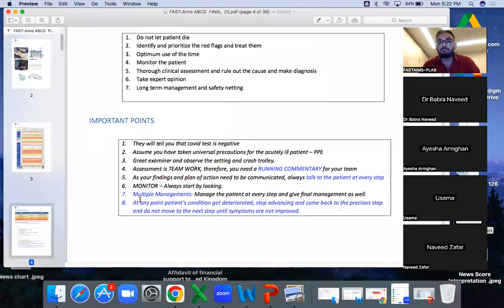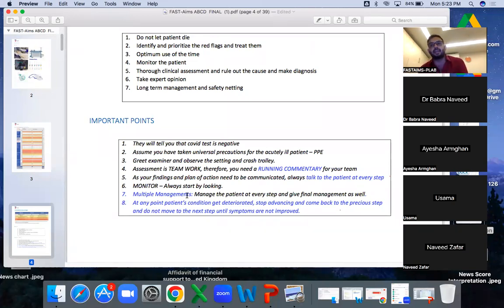Okay. Multiple management. This is the heading. I have put that in your mind that in an emergency situation, there is multiple management. There is not a single management because you are going to deal with airway, breathing, circulation, disability. Anything can happen. The patient can have bad circulation. The patient can have bad breathing. So on the breathing part, you will give oxygen. You will give salbutamol. And on the circulation part, you need to give a rush of fluid. So you should know that this is a multiple management system.